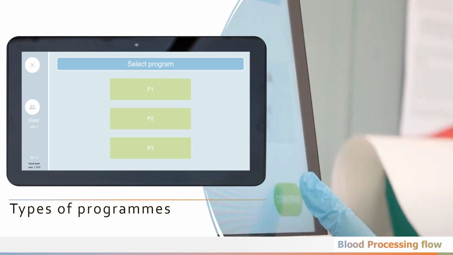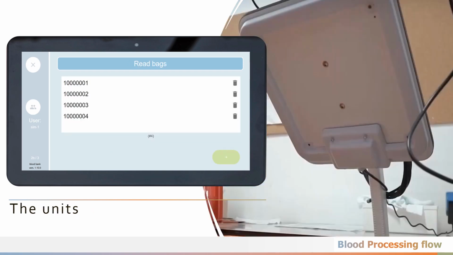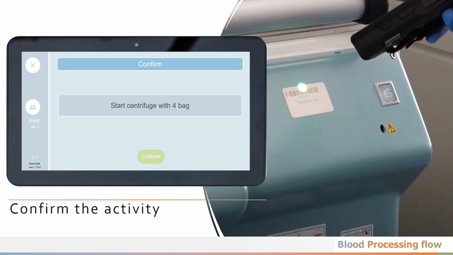It is possible to configure the checklists for every workflow. An example is the registration of the centrifugation program. The units can be identified, and the start and end of the centrifugation is confirmed.